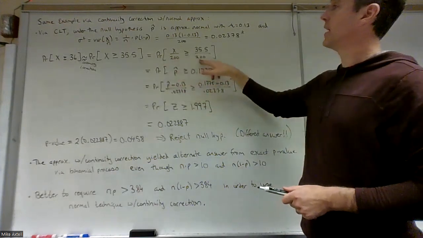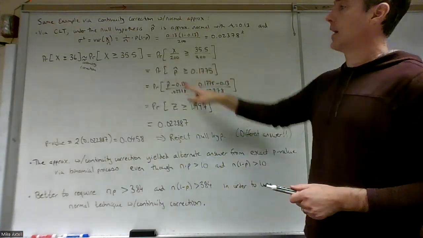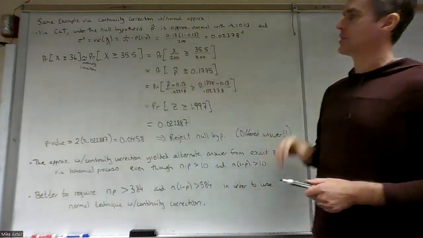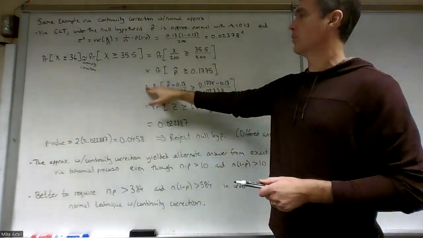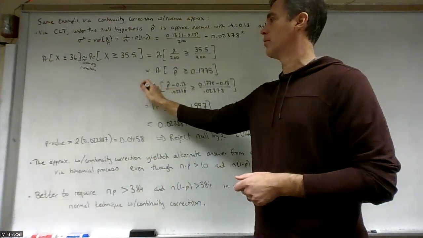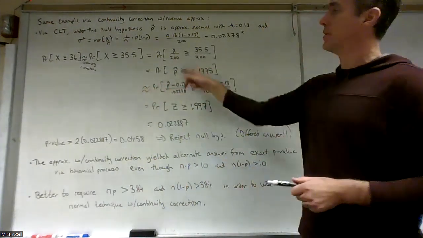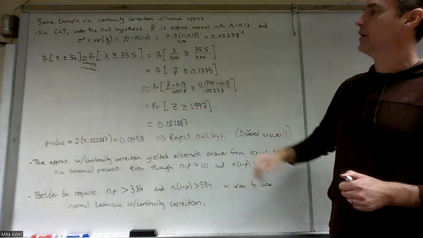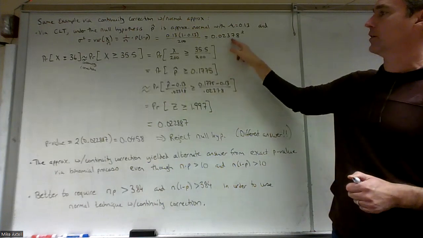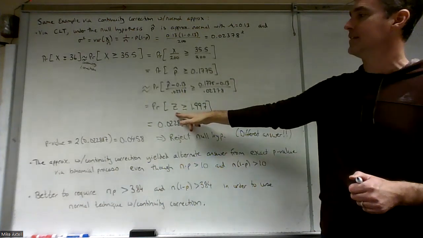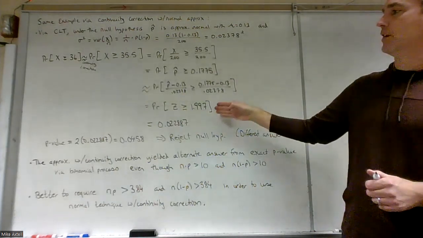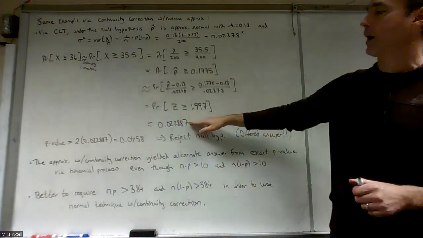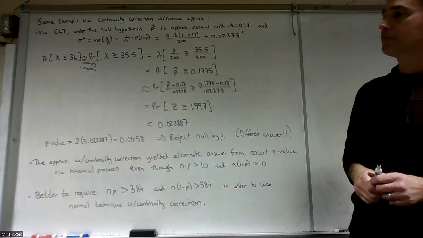I can divide both sides by 200, and that gives me my sample proportion. And this sample proportion is approximately normally distributed. So here's another approximation cropping in. The sample proportion is approximately normal. So I'm going to subtract the mean and divide by the standard deviation that we calculated up here on both sides. That gives me a z value on the left. And then using the tables or R, I get the probability of 0.022887.